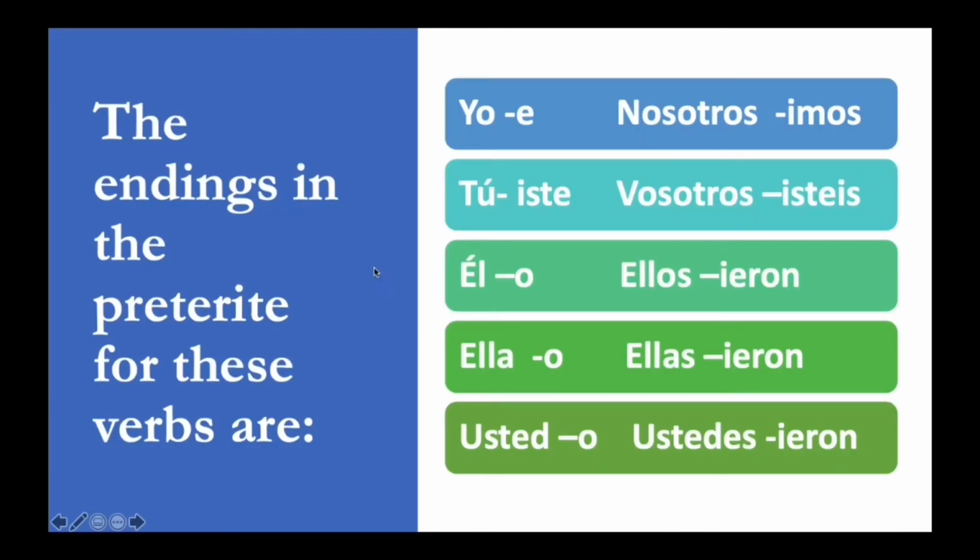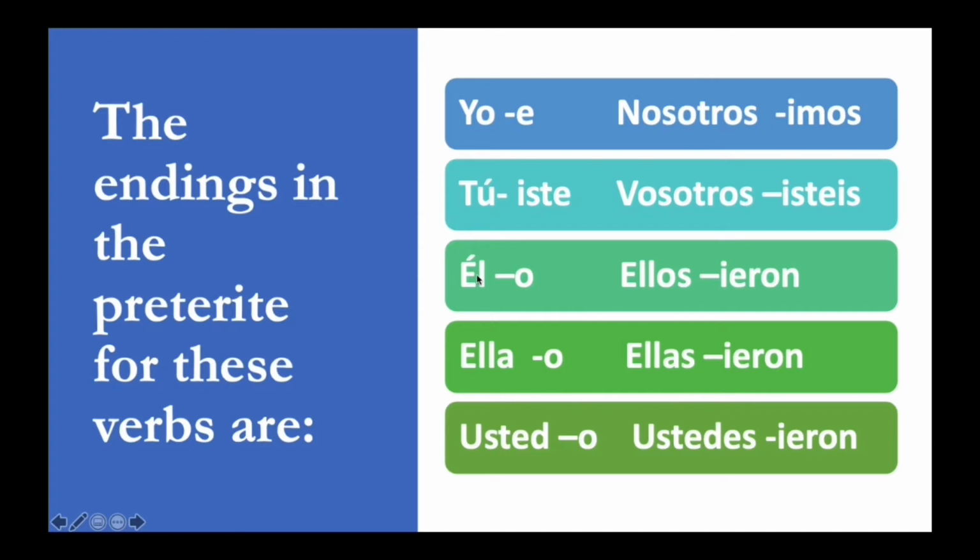These are the endings that you would have to add back to those stems depending on the subject of your sentence. So for yo, it's e, tú is iste, él, ella, usted is o, nosotros is imos, vosotros istes, ellos ieron, ellas ieron, ustedes ieron. You'll notice that third person singular, él, ella, usted, they all have the same conjugation. Third person plural, ellos, ellas, ustedes, they all have the same conjugation, ieron.